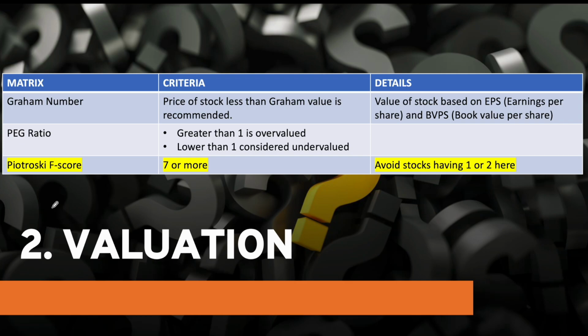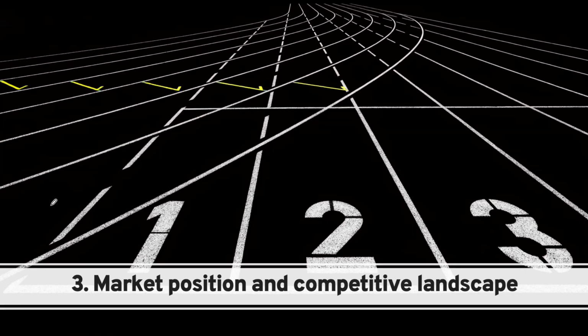Now let's go to the next segment. This is market position and competitive landscape. So when we take any stock, if we do some market study, we'll be able to find the moat. Moat means the kind of market advantage or competitive advantage the stock is having. So that's very, very important.